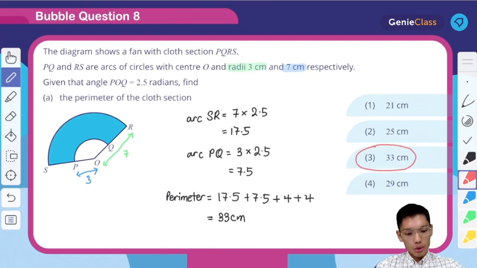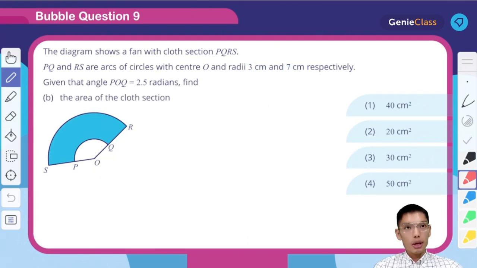Now, my last bubble question for today. I want the area. So how would I find the area? Okay, last one, give it our best shot. Launching the bubble launcher in 3, 2, 1. Let's go. Area of the cloth section. How do we do it? So, what are the few things I need to find?